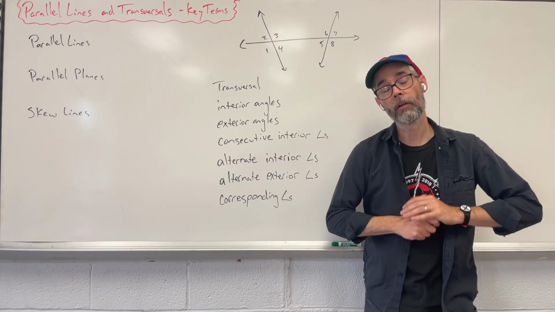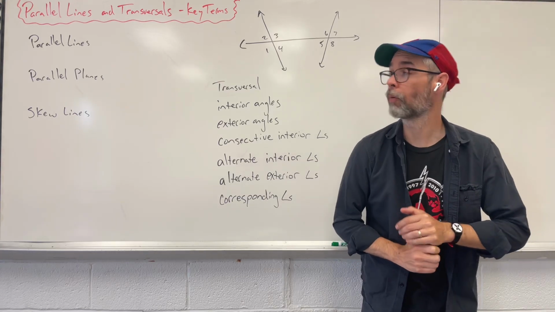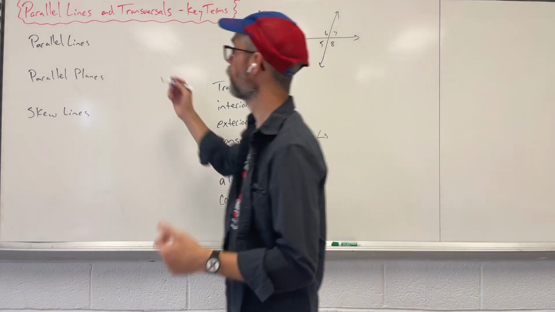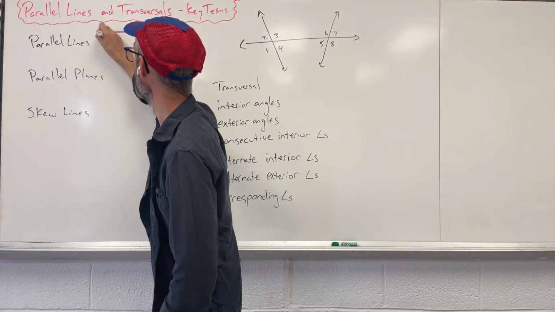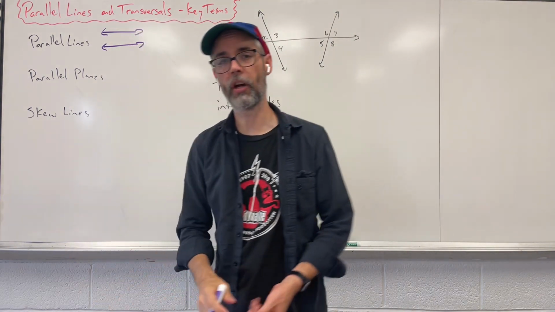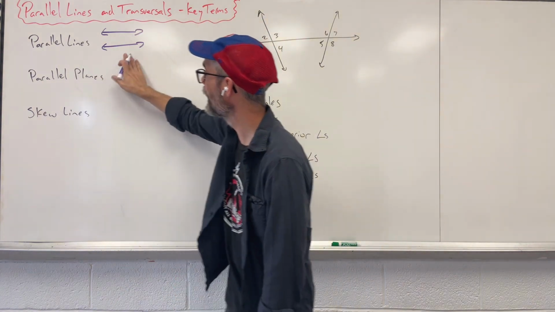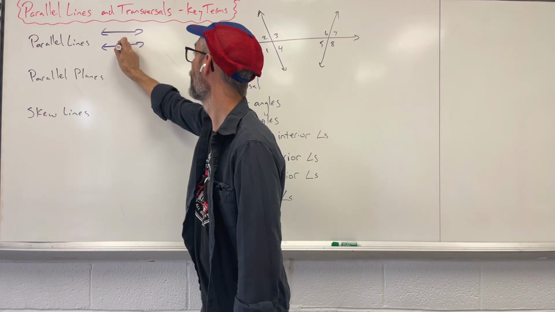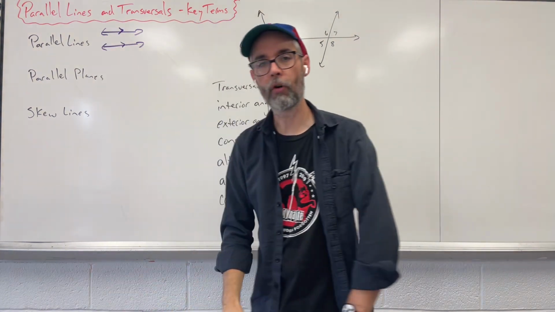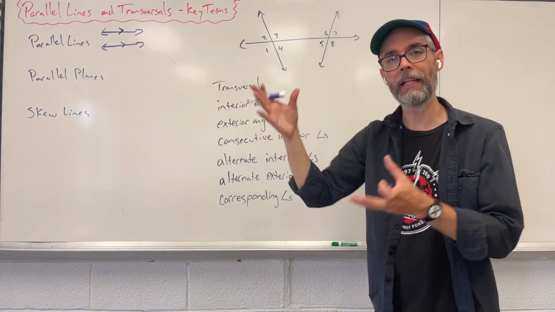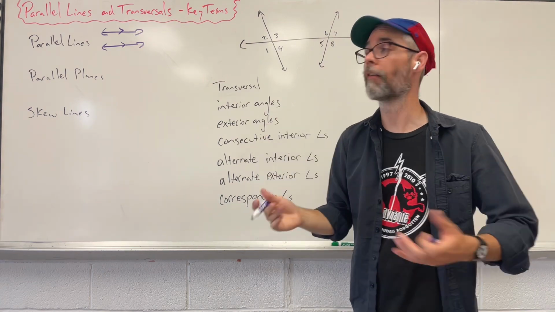Today we're going to take a look at parallel lines and traversals and the key terms that go along with it. So parallel lines. Parallel lines are two lines in the same plane and they never touch each other. Just kind of like railroad tracks to keep a train running. Now, to say that these are parallel lines, we have these little arrow marks that go on the line in the middle of it to say these are parallel.